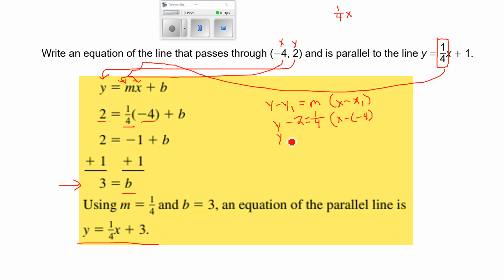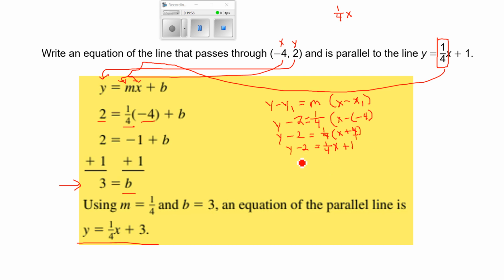We got y minus 2 is going to equal, well, we know that a negative times a negative is a positive. So I can rewrite this as 1/4 times x plus 4. Now I can distribute my properties. y minus 2 equals 1/4 x, because 1/4 times x is 1/4 x, and 1/4 of 4 is actually 1, right? Because I can put this as 4 over 1, and then cross out my 4's. That gives me 1 over 1, which is 1. All right?